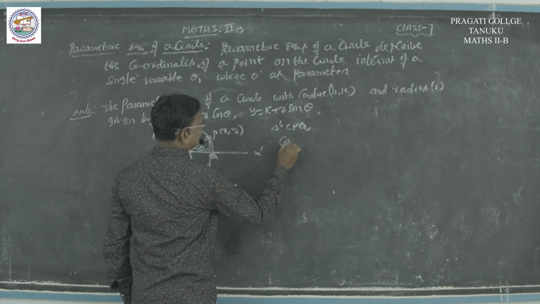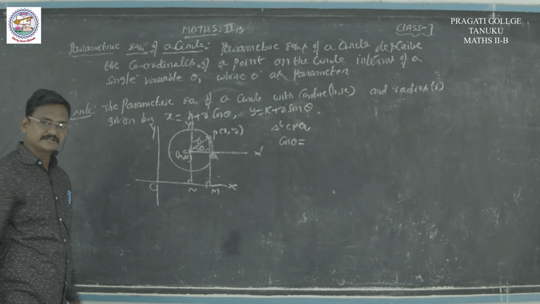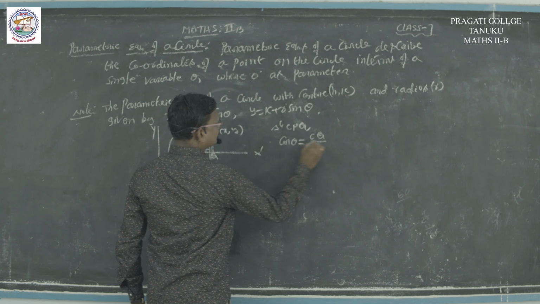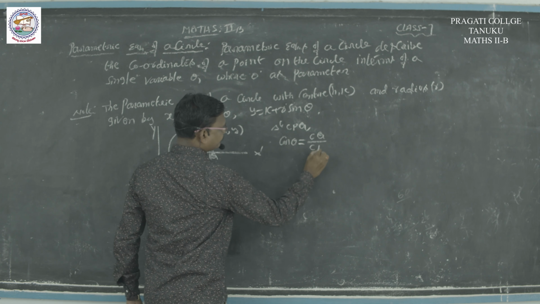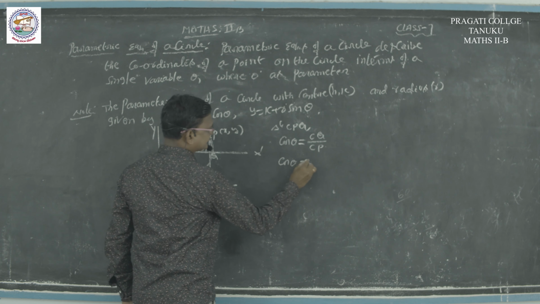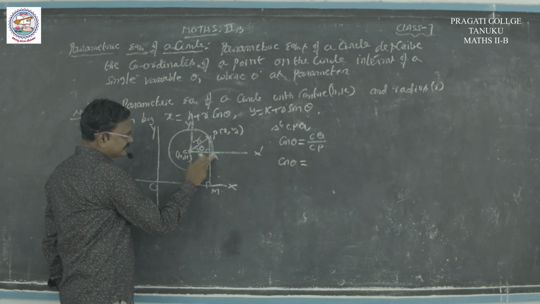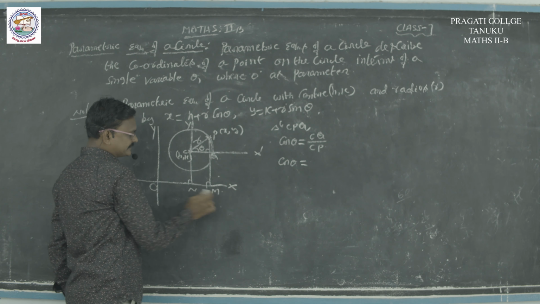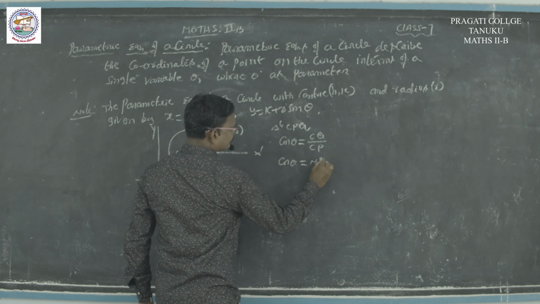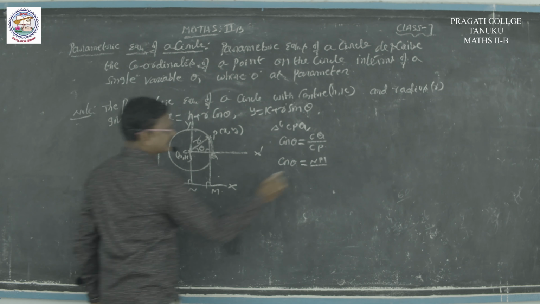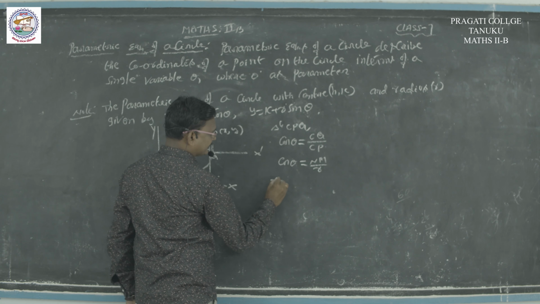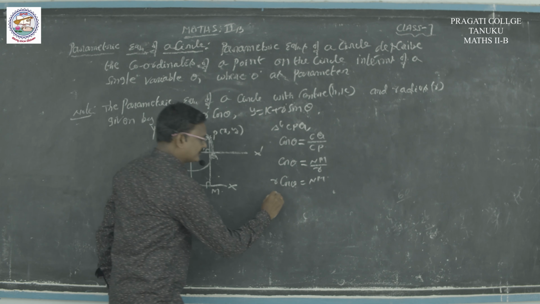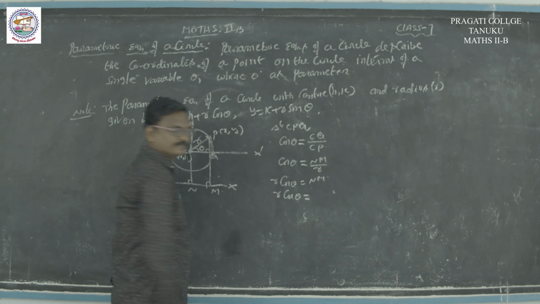First, I am applying cos theta. Cos theta means adjacent side by hypotenuse. For this triangle, adjacent side means CQ by hypotenuse CP. So now cos theta is equal to CQ, which from this diagram we can write as NM, by CP, which from the diagram is radius R. And by cross multiplication, R cos theta is equal to NM or MN.